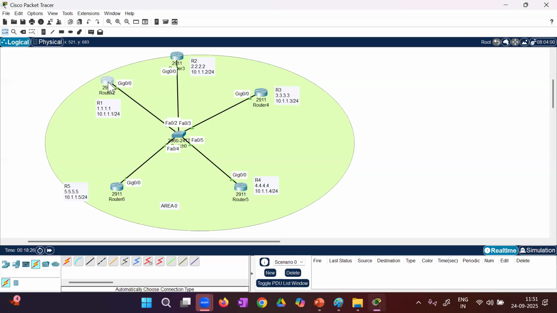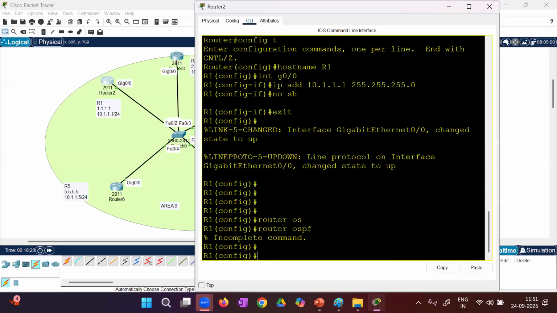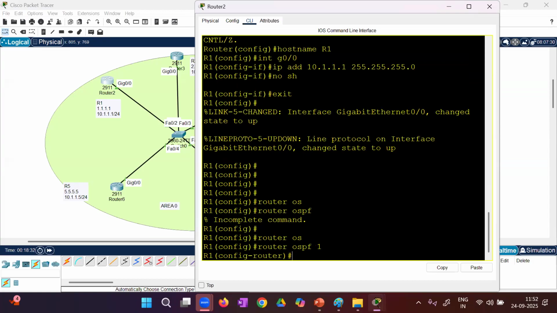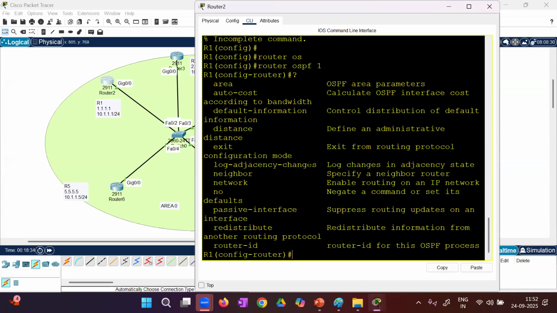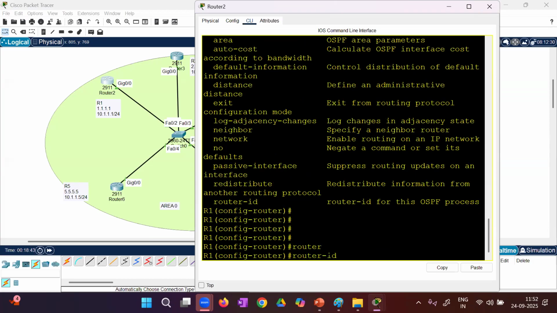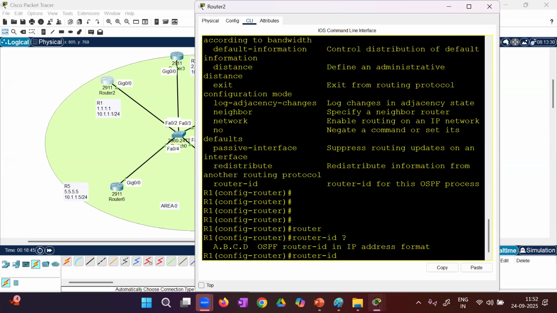Now come to this router. Router OSPF, process ID is 1. Next, when you give a question mark, it is telling you to add the router ID. When you give a question mark, it says it should be in A.B.C.D format. Let's say here I'm giving 1.1.1.1.